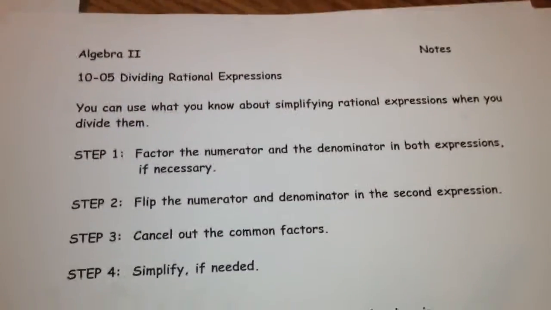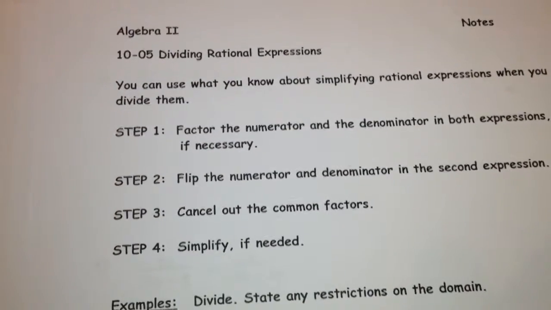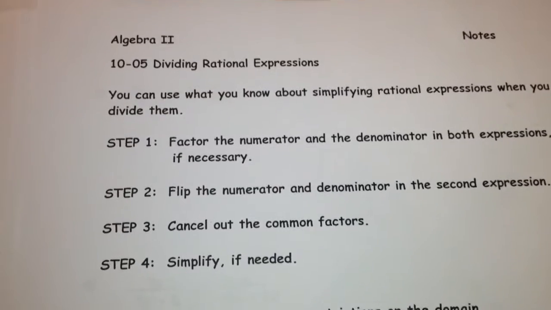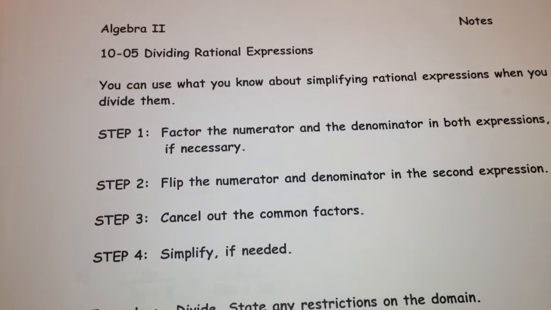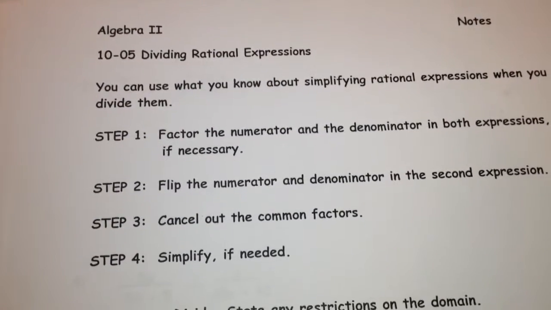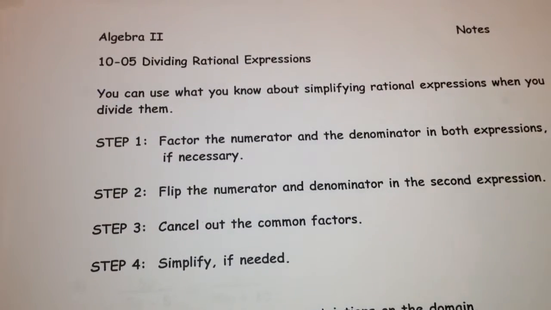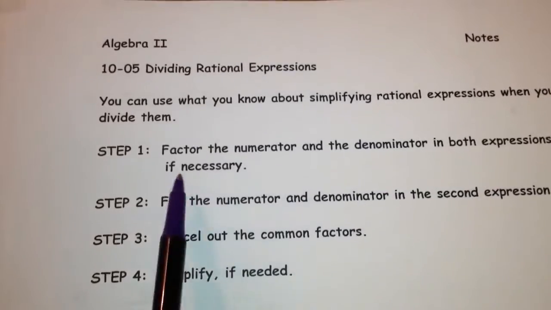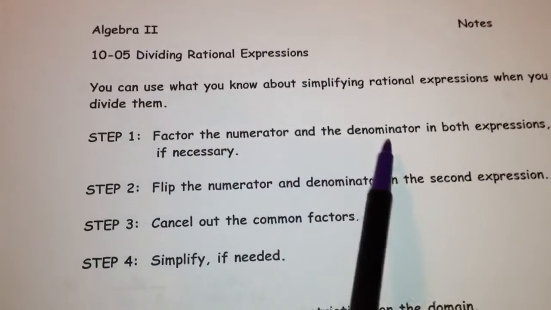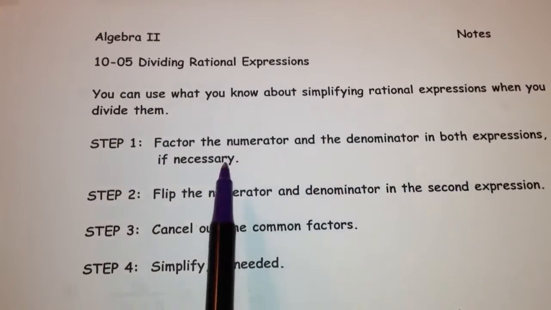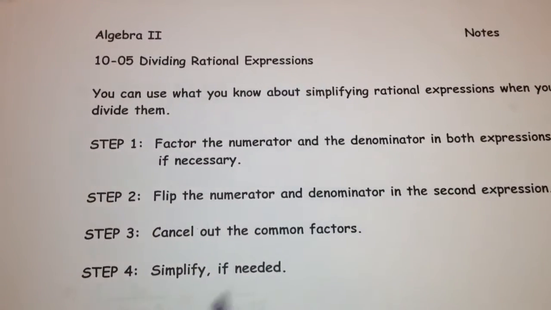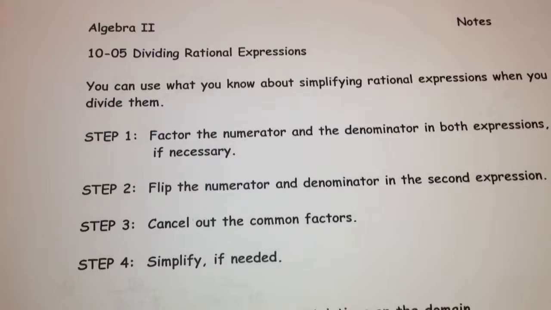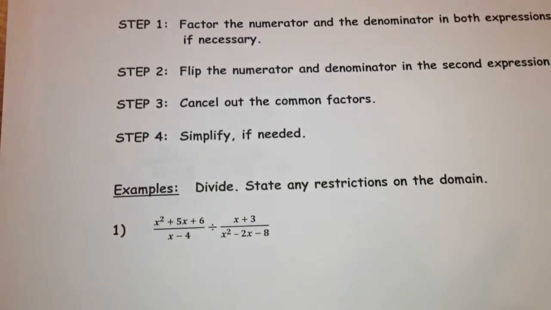Okay, this is dividing rational expressions, and you can use what you know about simplifying rational expressions when you divide them. The basics of it is just dividing fractions, which we know we flip the second number and multiply. So our first step is going to factor the numerator and denominator in both expressions. We're going to flip the numerator and denominator in the second expression, cancel out common factors, and simplify if necessary.